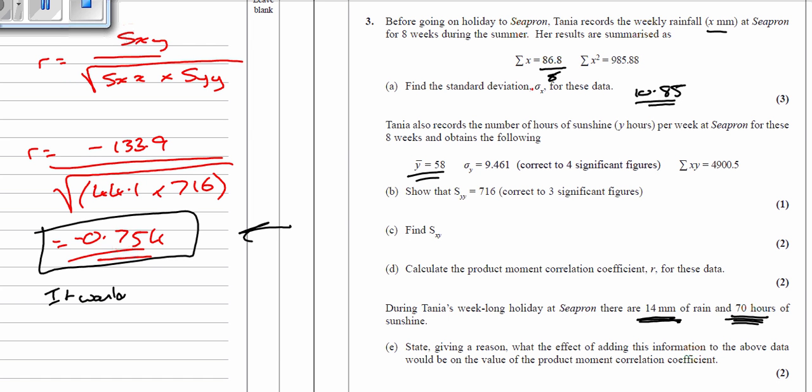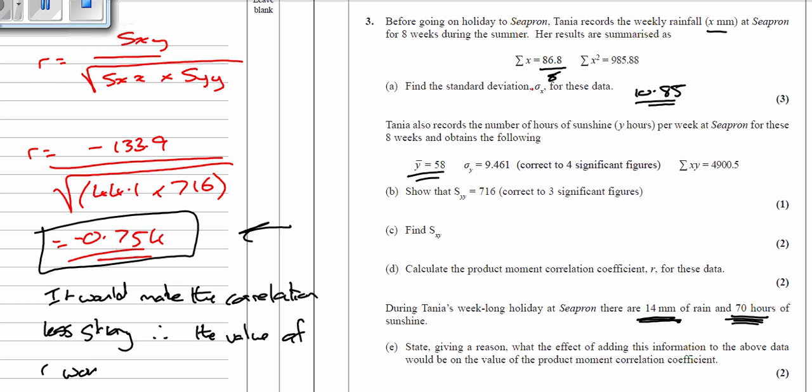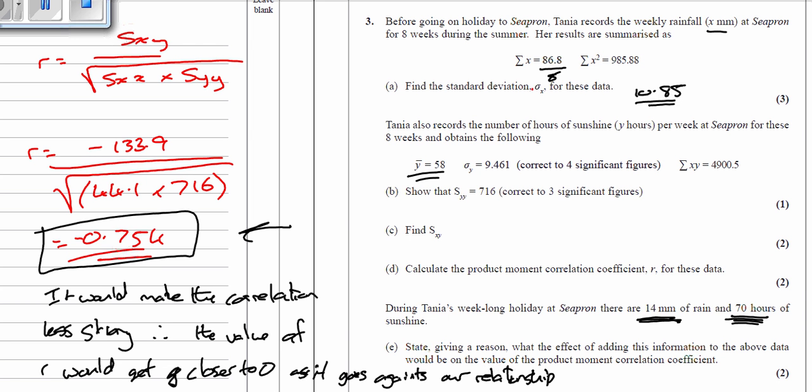it would make the correlation less strong, therefore the value of R would get closer to 0 as it goes against our relationship, and our relationship being negative correlation. Negative correlation. That's what you need to do. And that's how you do this question.